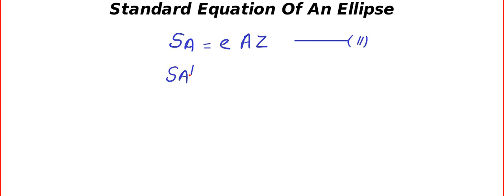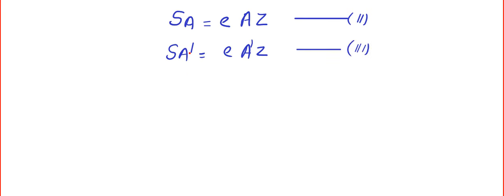Part 3 is really awesome. Anyway, I'm going to write what I gained in part 2. SA is equal to E into AZ, equation number 2. SA dash is equal to E into A dash Z, equation number 3. Now look at this. Part 3 is very easy, provided you remember this.